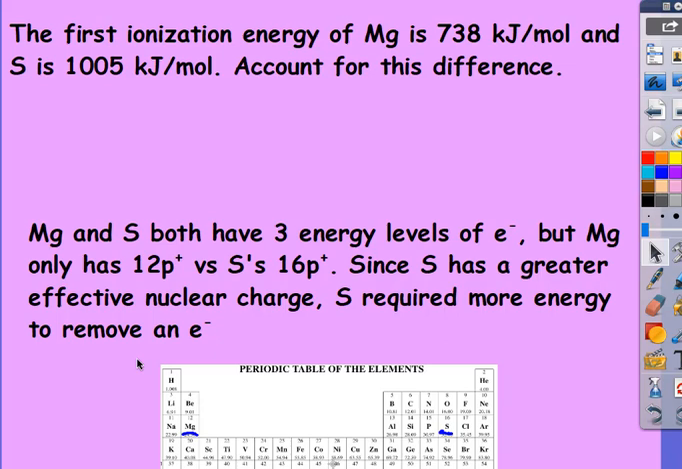So I'm saying that they have the same energy levels, and that's why it's important for me to mention the protons, because it has to do with the effective nuclear charge, because they have basically the same energy levels, which is going to be roughly the same electron-electron repulsions and the same distance from the nucleus.